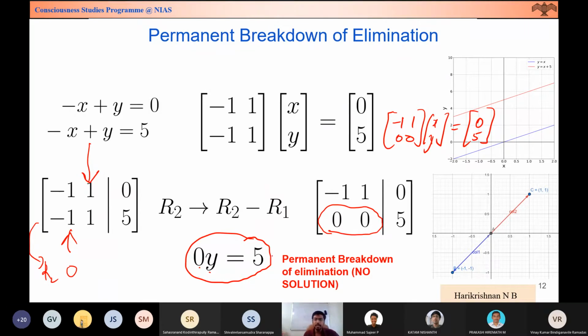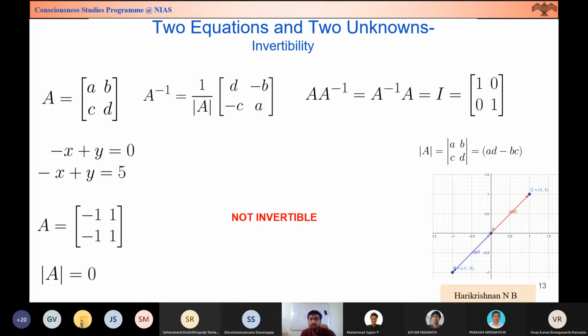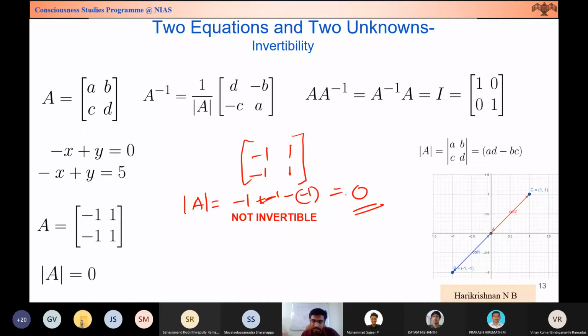Now the question here is what can we say about the invertibility of this matrix, [-1 1; 1 1]. If I find the determinant in this case, right? The determinant is -1... oh, sorry, there is a -1 here. Yeah, -1 plus... oh, sorry. The determinant is 0. So that means determinant 0 implies that there is no inverse.